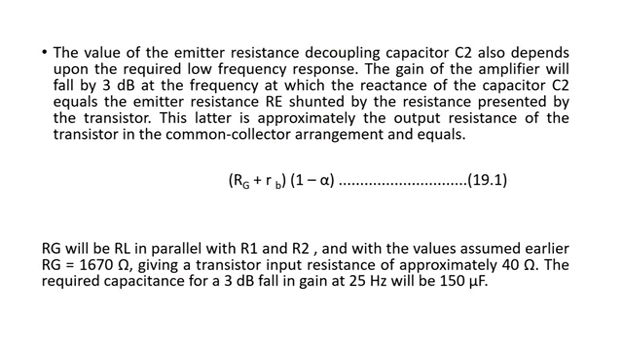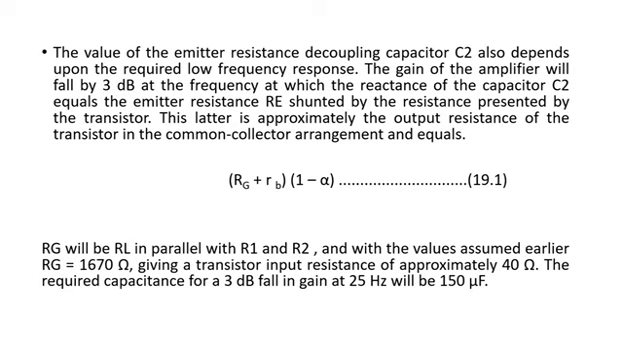So the value of the emitter resistance, here we have used an emitter resistance called RE, which has been decoupled with the capacitor C2. That also depends upon the required low frequency response. The gain of the amplifier will fall by 3 dB at a frequency at which the reactance of the capacitance C2 is nearly equal to the emitter resistance, which is shunted by the resistance represented by the transistor.